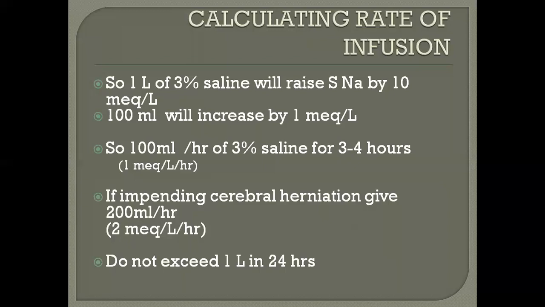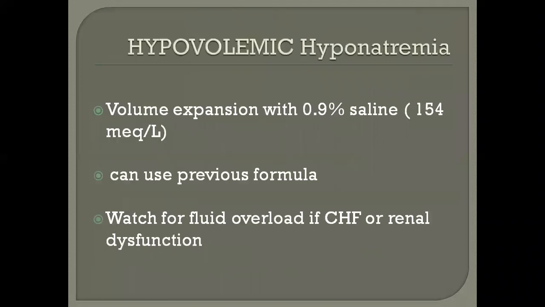But in this case, again, you will not exceed 1 liter in 24 hours, because 1 liter is around 10 milliequivalent and 12 milliequivalent is the limit. So you don't want to go beyond that limit. So this is how you will manage the acute symptomatic hyponatremia. The moment the symptoms have resolved, you stop 3% saline and you again pick up the specific therapy for the type of hyponatremia that you are dealing with.